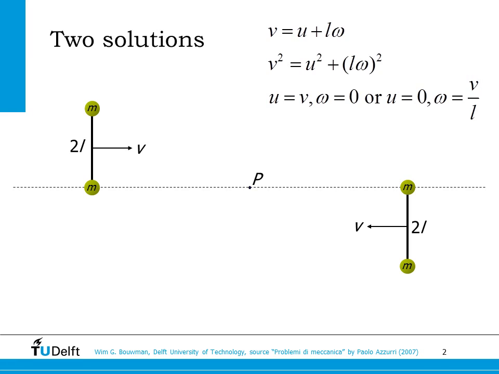In the second solution, the velocity after the collision of the centers of mass is 0, and all the translational energy has been transferred into rotation. And that's of course a possibility. Let's take a look at what it looks like.